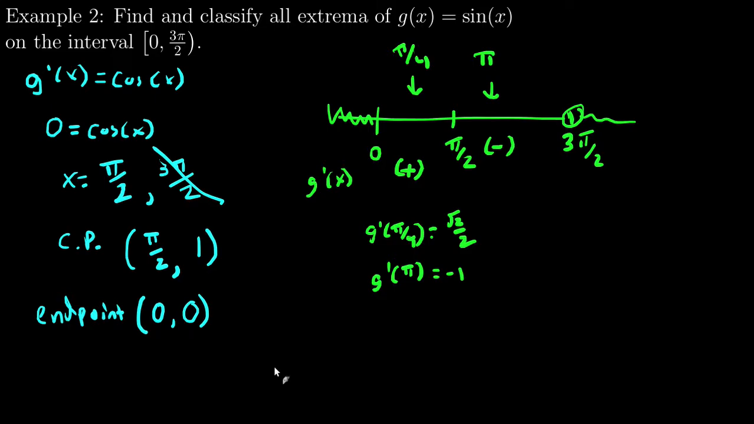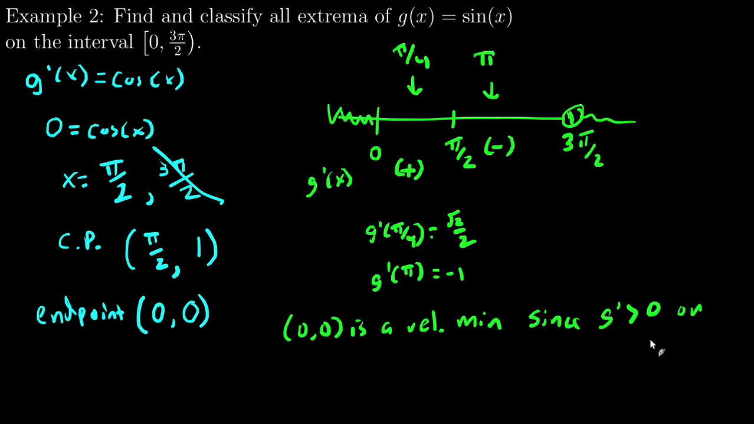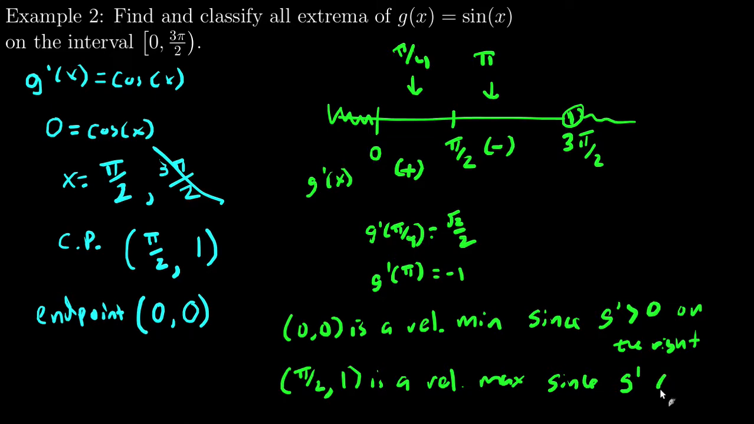And this means that (0, 0) is a relative minimum since g prime is greater than 0 on the right, and (pi over 2, 1) is a relative maximum since g prime changes from positive to negative.